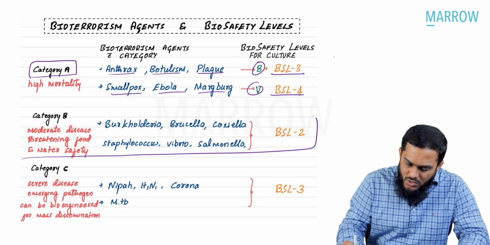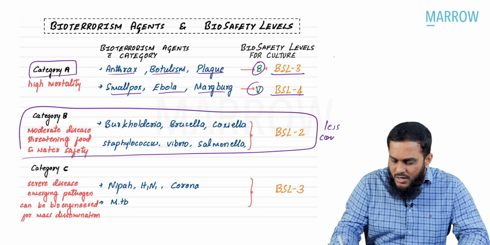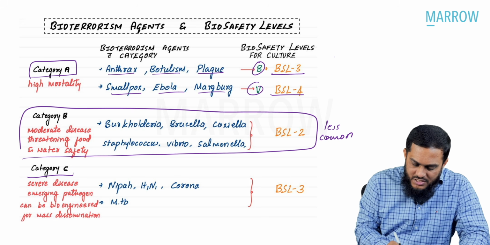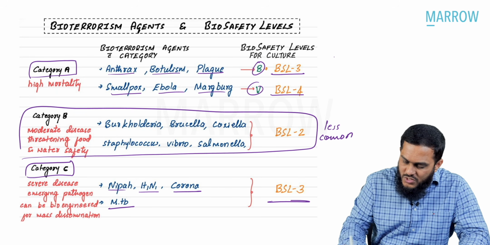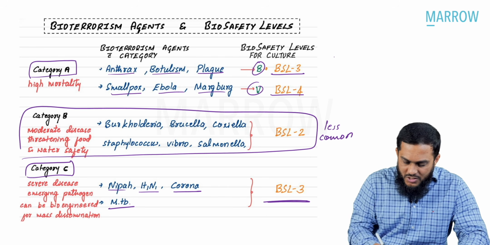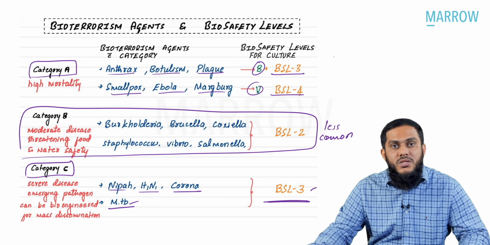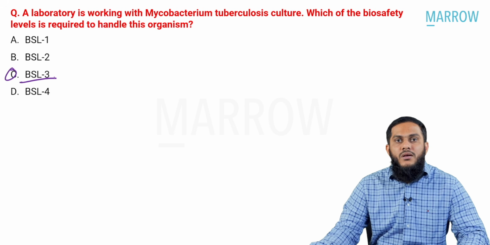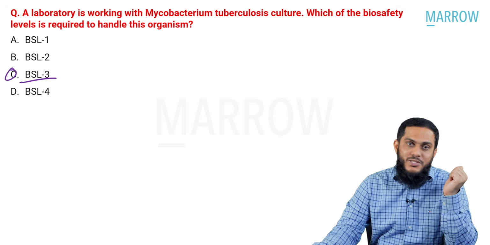Forget about category B, less commonly used. You directly move on to category C bioterrorism agents. For category C agents like Nipah, H1N1, coronavirus, and Mycobacterium tuberculosis, we use biosafety level 3. Mycobacterium tuberculosis clearly comes under biosafety level 3, exactly as in the picture of the class notes. So these are the questions we have seen from bacterial infectious diseases.